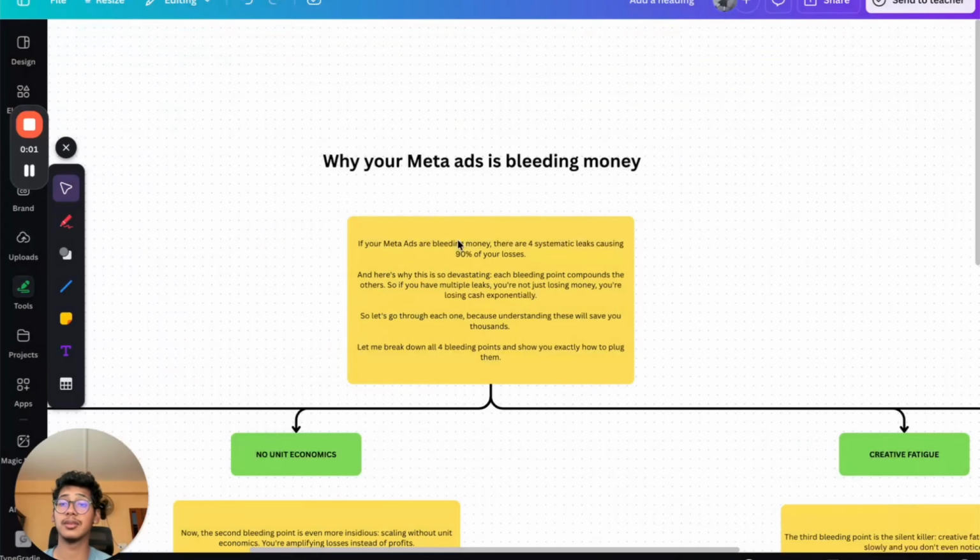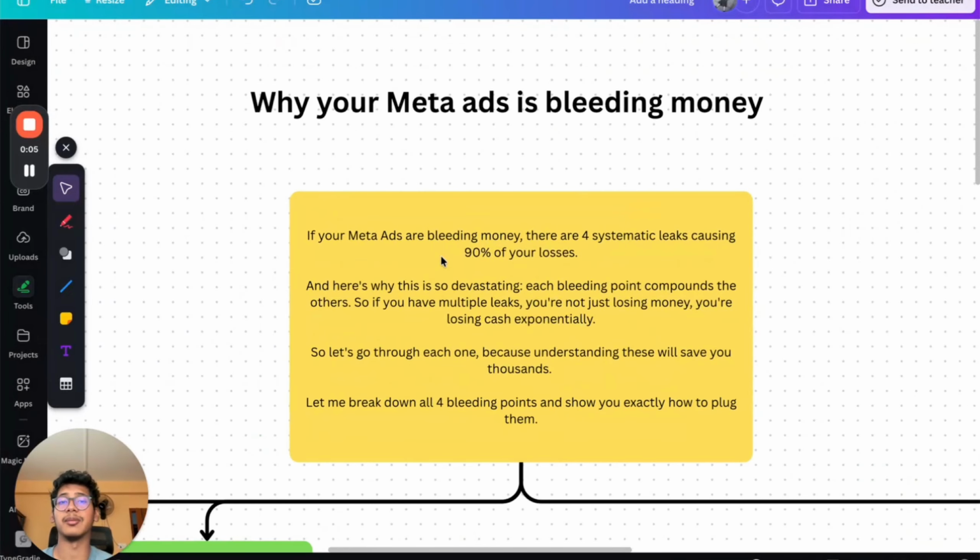So, why are your Meta ads actually bleeding money? If your Meta ads are bleeding money, there are basically four systematic leaks causing 90% of your losses. And this is so devastating because every bleeding point compounds the others. So if you have multiple leaks, you are not just losing money, you are losing cash exponentially. Let's go through each one, because understanding these will save you thousands and thousands of dollars. Let me break down all four bleeding points and show you exactly how to plug them as well.